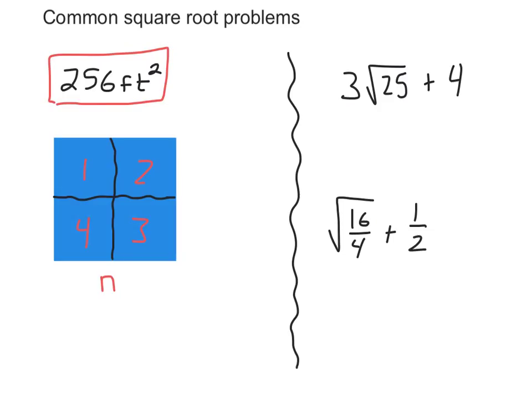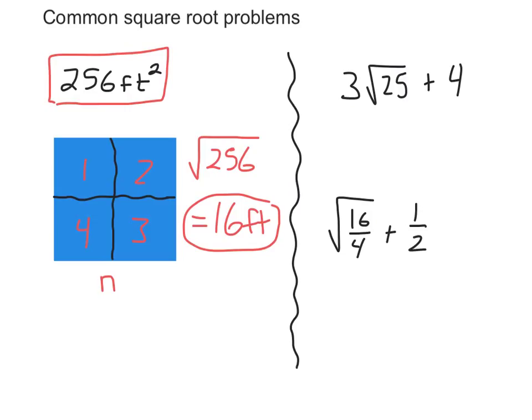So what times itself is 256? So this answer could be given simply if we just do the square root of 256. What times itself is 256? And the square root of 256 is 16. So a good answer would be 16 feet. In this case, we wouldn't use plus or minus 16 because it's related to the length of a side and it's going to be a positive number.